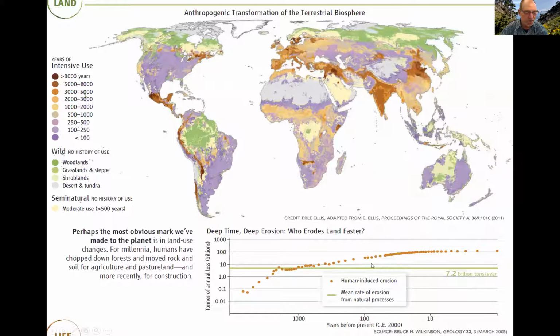Human-induced erosion, this is a logarithmic scale. So we can see that human-induced erosion has plateaued at this very high level. And this represents a marked increase from historic levels. Whereas the natural mean rate of erosion, the water, land being washed into the oceans, has been relatively steady. Human landscape changes have resulted in much more rapid rates of erosion.